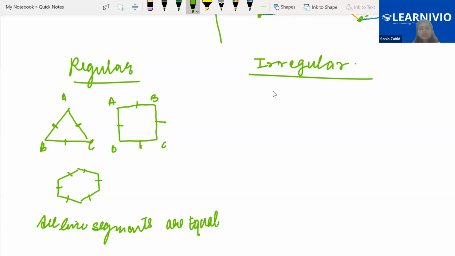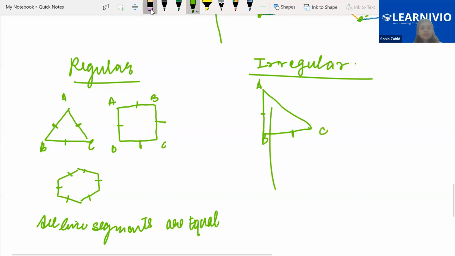Now, what about an irregular polygon? An irregular polygon is like an isosceles triangle. In an isosceles triangle, what happens? These two sides will be equal, but this particular line segment will be different. So if I say A, B, and C, only AB and BC will be equal, but the other line segment like AC will be unequal. So here all the line segments are not equal.